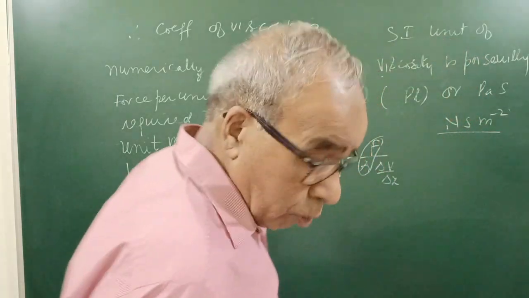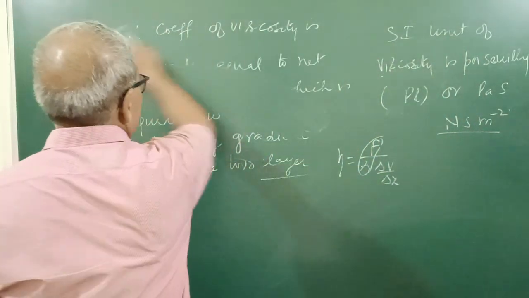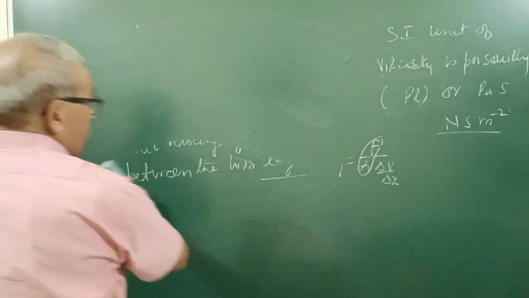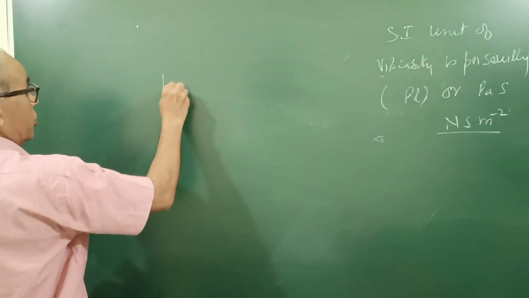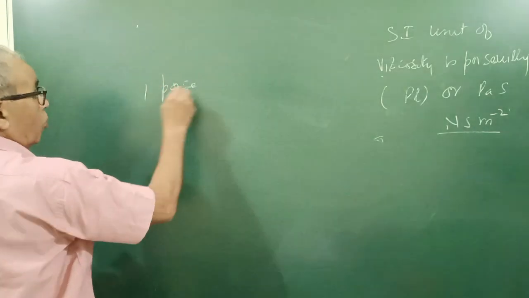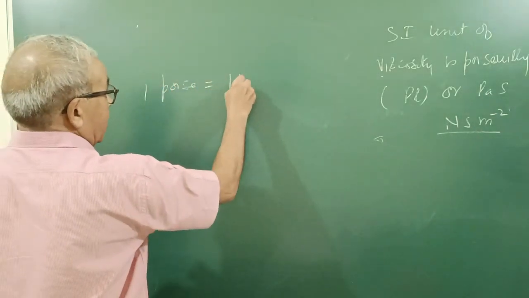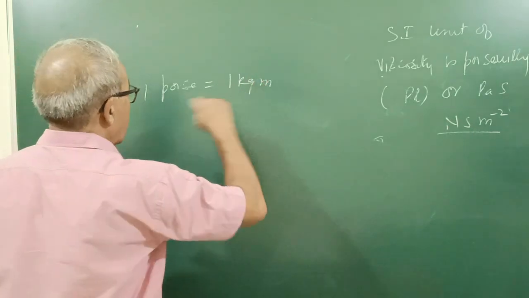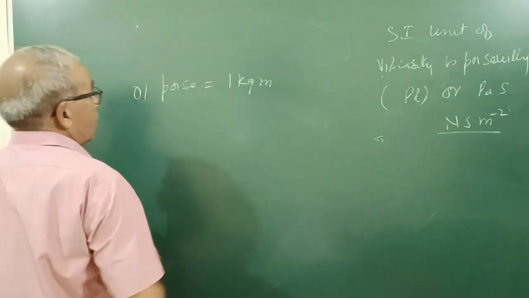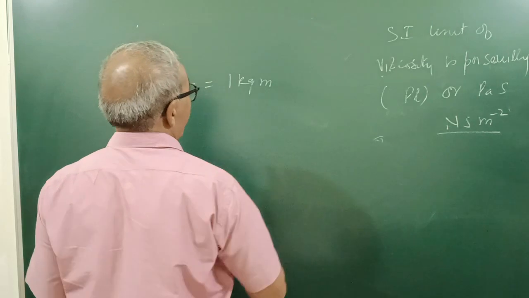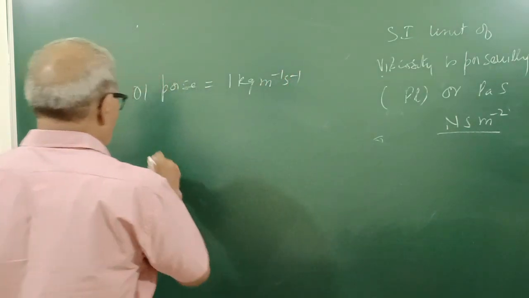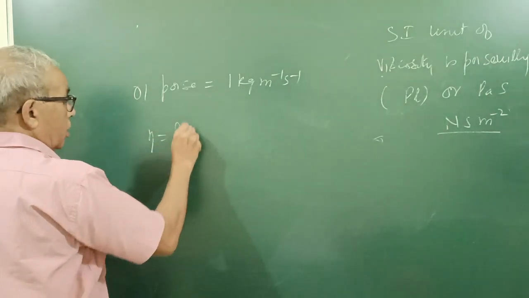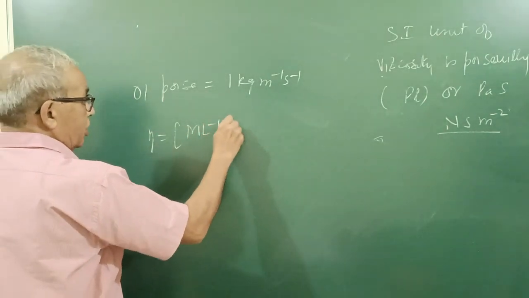But in one book it is also written as poise. One poise, no, 10 poise actually, equals 1 kg per meter per second. The dimensional formula for viscosity is M L minus 1 T minus 1.